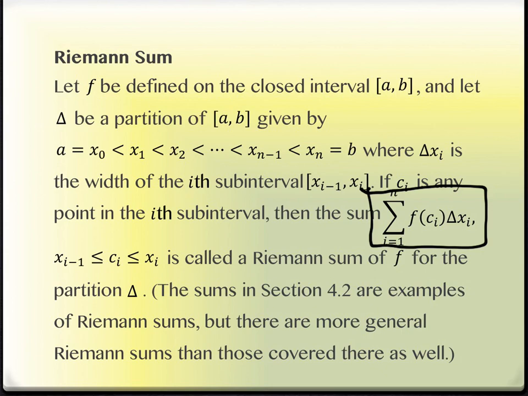Now, you might notice there's no notation in here that says left-hand endpoint, right-hand endpoint, or midpoint, right? It doesn't say anything like that. Again, generically speaking, it doesn't really matter which point you let be the height of your rectangle. If the rectangles get infinitely thin, those heights get infinitely close together, and it becomes irrelevant whether it's the left-hand endpoint, right-hand endpoint, midpoint, or something else entirely. So it notes down here that the sums that we saw in section 4.2 are examples of Riemann sums, but these are more general ones. Okay?